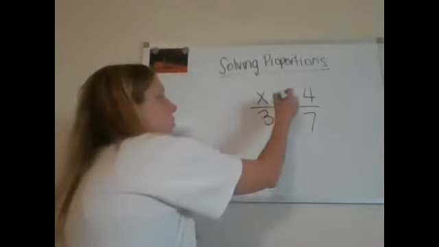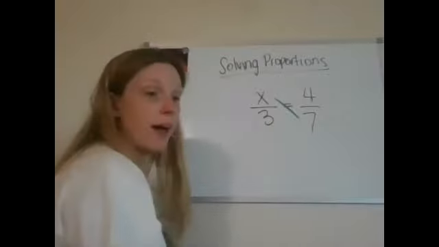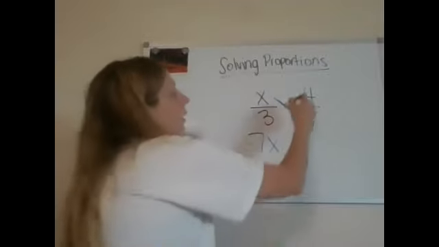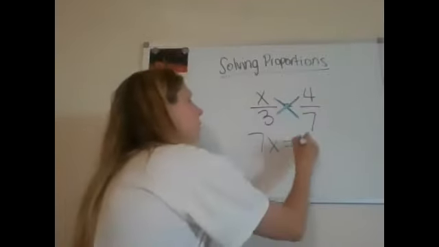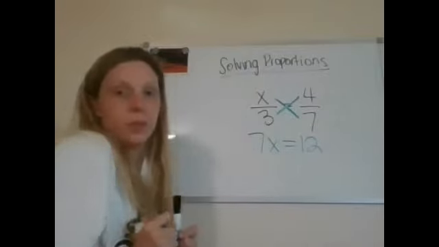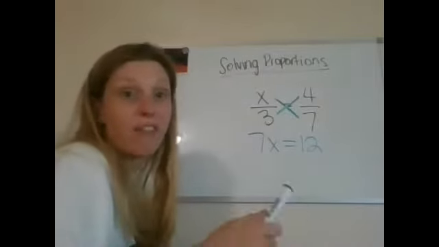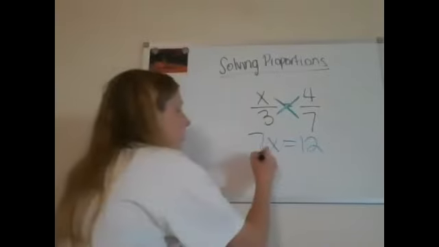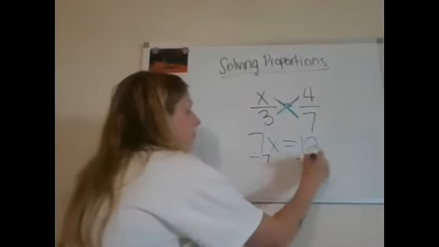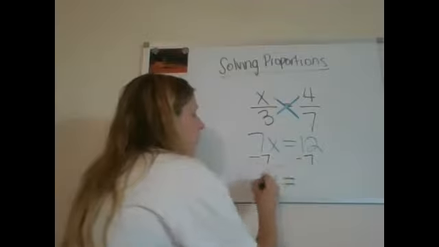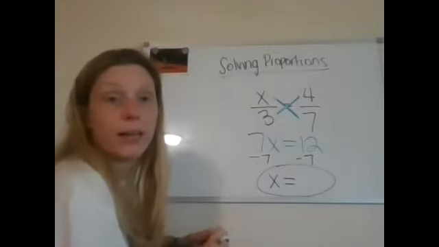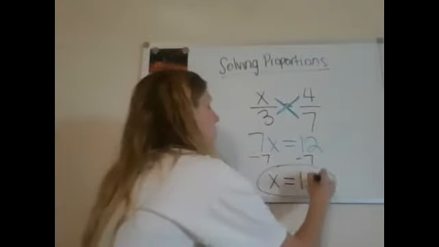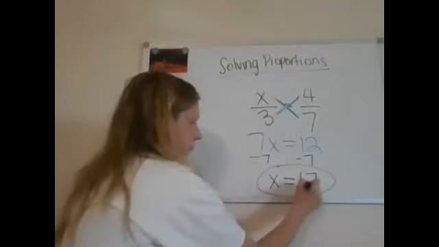So again, we want to do our cross multiplication. So here we have x times 7, which will give us 7x. And on this side we have 4 times 3, which is 12. Okay. Now we divide by whatever number is with our variable, which in here is still x, right? So here, we're going to divide each side by 7. Now, if we divide 12 by 7, we're going to get a decimal, okay? If you plug it into your calculator, you should get 1.7, okay?